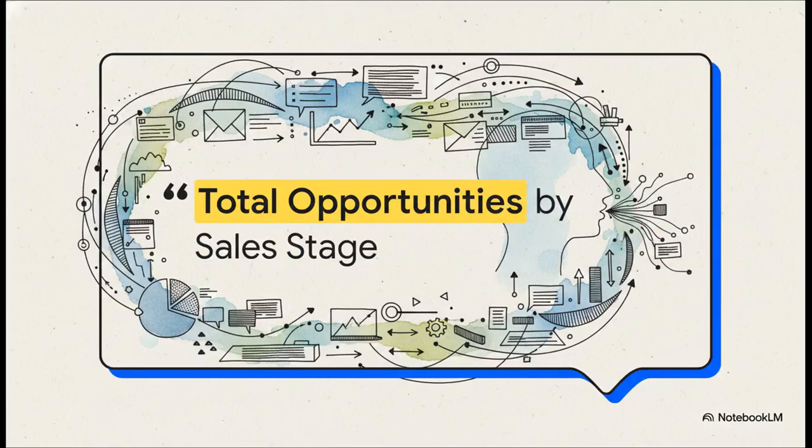For instance, let's say people are always asking about the sales pipeline. Well, you can create a verified answer so that whenever a related question comes up, it automatically pulls up the one definitive chart showing total opportunities by sales stage. This guarantees consistency and, more importantly, trust in the AI's answers.